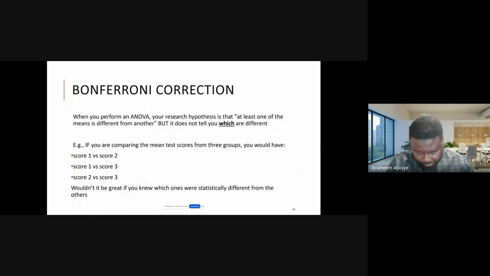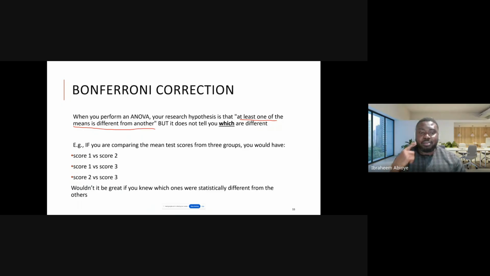Now, when you conduct an ANOVA, the hypothesis that you're testing is that at least one of the means is different. We saw that the null hypothesis is that the means are equal to each other, and the alternative is that at least one of them is different. But you don't have a way of deciding which one is different.